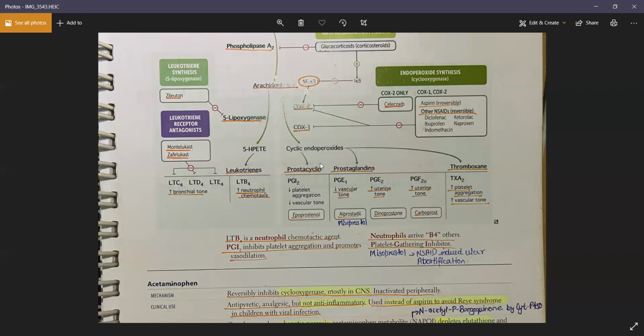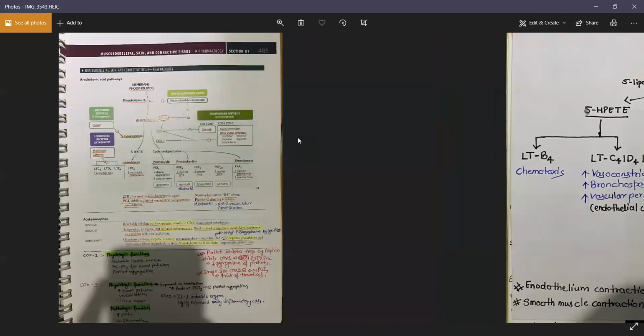And apart from the prostacyclins and the prostaglandins, you also have the thromboxanes. Important one is thromboxane A2, which increases the platelet aggregation and increases the vascular tone. Now you need to know what, among these three, can be increased by COX-1 and what can be increased by COX-2. Okay, so for the COX-1, let me move forward.